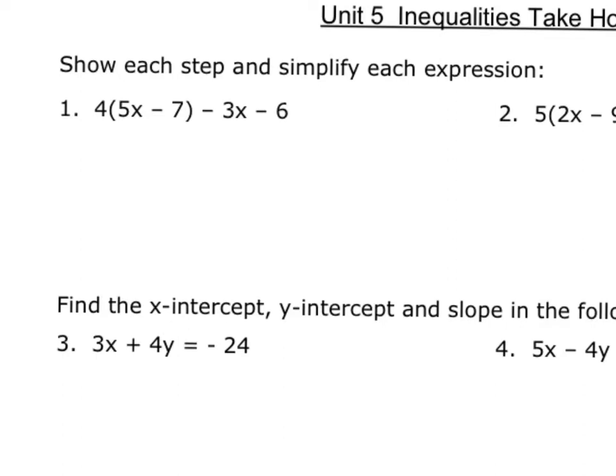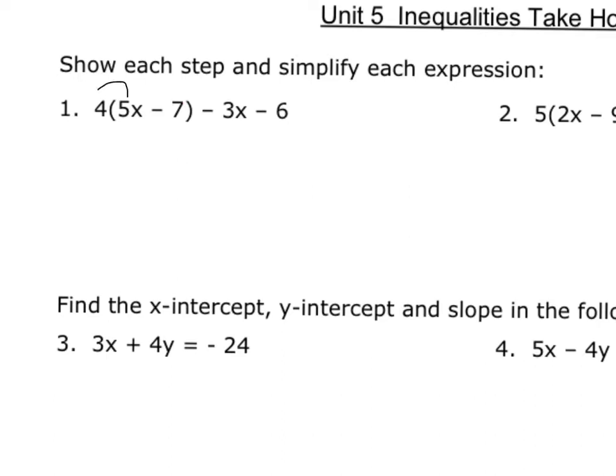Show each step and simplify each expression. Okay, so in this first problem, we don't see an equal sign, so it's just an expression. So we're not solving for x, we're just going to simplify or make it a smaller problem. To simplify this expression, first we would distribute if possible. So here I will distribute the 4 to each of those terms, and then we will combine like terms.